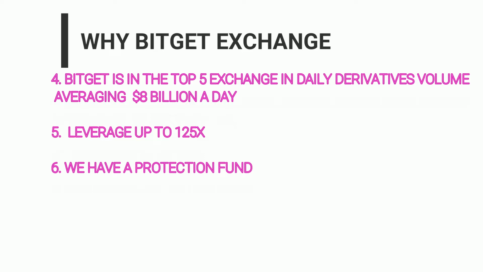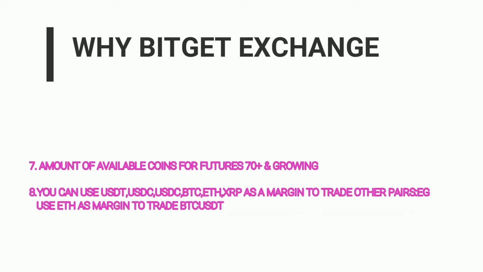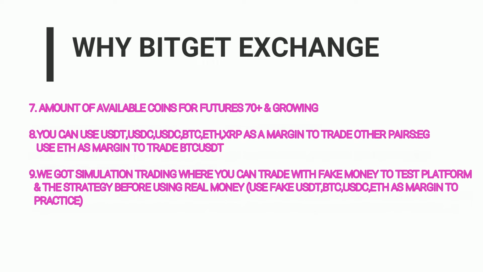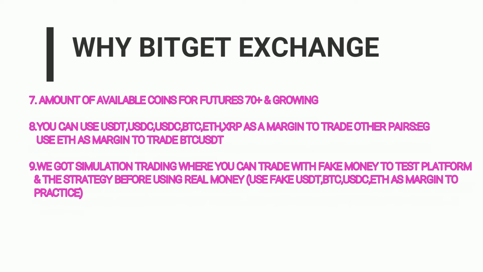Number 6, Bitget Exchange has got a protection fund. You will agree with me that in recent times, a lot of exchanges have been having challenges with hackers and funds getting stolen. Now, with Bitget Exchange, there is a protection fund. In case of such incidents, they actually have you secure. Number 7, amount of available coins for futures trading is around 70 plus and still growing. So there are a lot of coins you can actually trade on. Number 8, you can actually use USDT, USDC, BTC, ETH, XRP as a margin to trade other pairs. For example, use ETH as margin to trade BTC, USDT. That is also an amazing feature they have got right there.